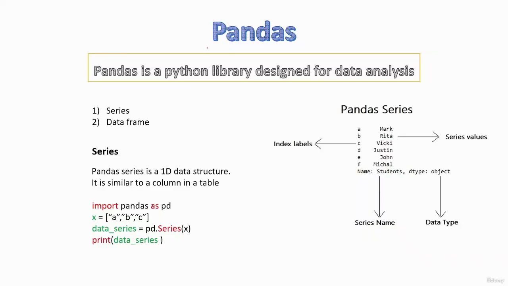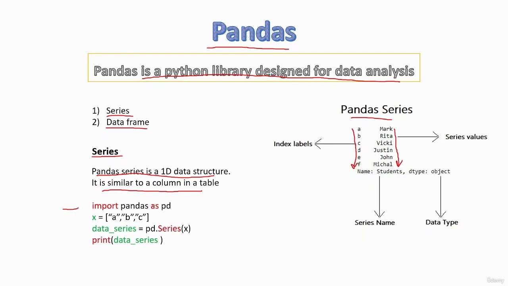In this section, I will talk about data analysis with Pandas library. Pandas is a Python library which is designed for data analysis. There are two main data types in Pandas. They are Pandas series and Pandas data frame. Now let us take a look at Pandas series. Pandas series is a 1D data structure. It is similar to column in a table. So this is the structure of Pandas series. You can see these are the indexes and these are the values.